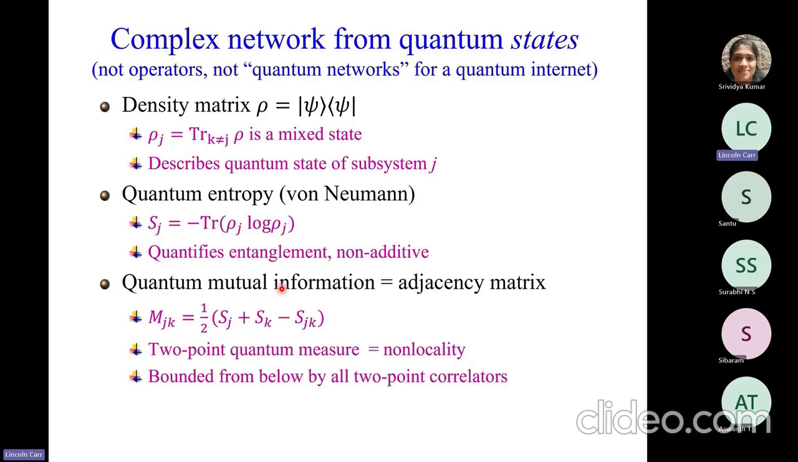So it's non-local. Very importantly, it's bounded from below by all 2-point correlators. For those of you who are condensed matter physicists or work on phase transitions, 2-point correlators are used to detect quantum phase transitions, so this is a very important feature. As we go along, I'll try to make that clear with some plots.